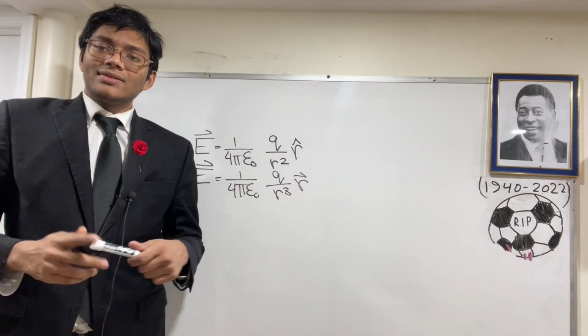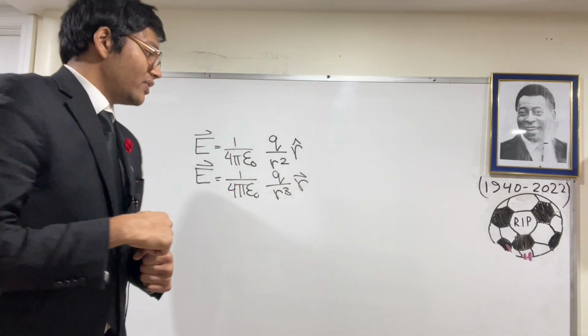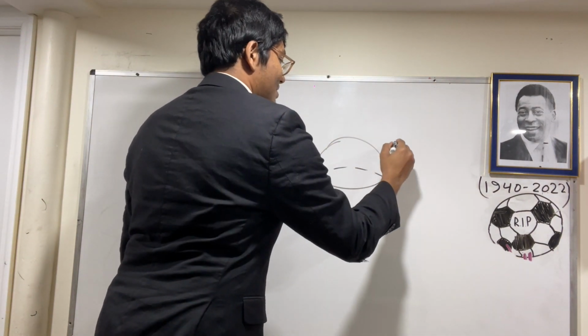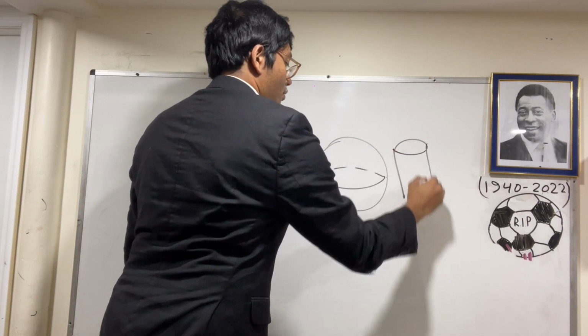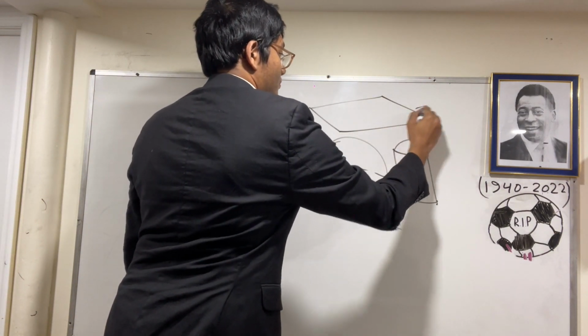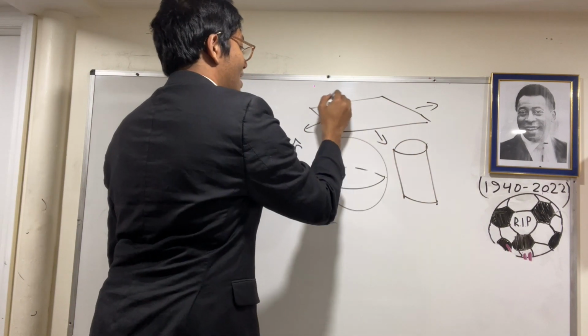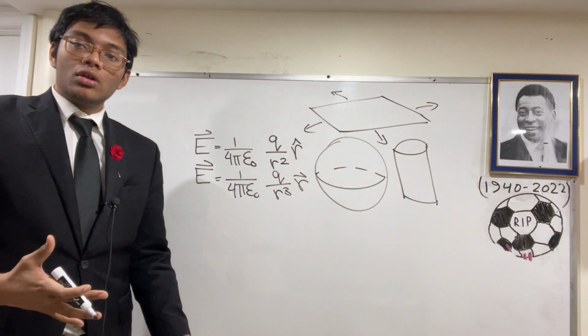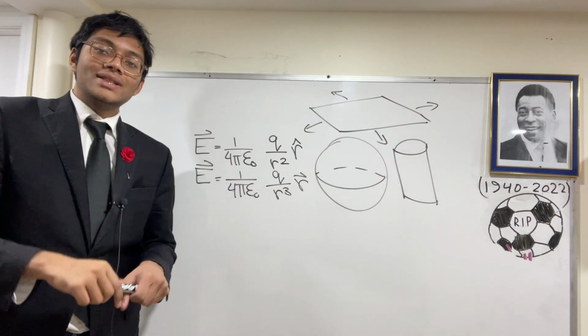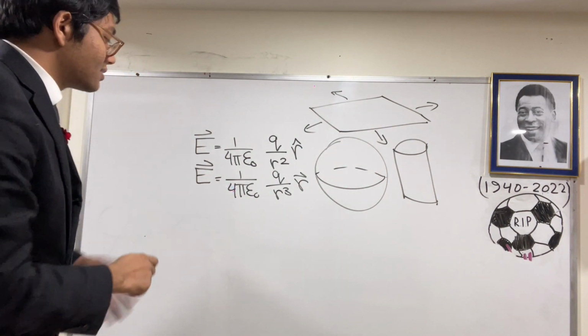So now, here's the idea. What if you have a very strange charge distribution, such as a sphere, or a cylinder, or an infinite plane? If you have any one of these three symmetrical infinite charge distributions, that's where Gauss's law comes in handy. Gauss's law tells us the following.